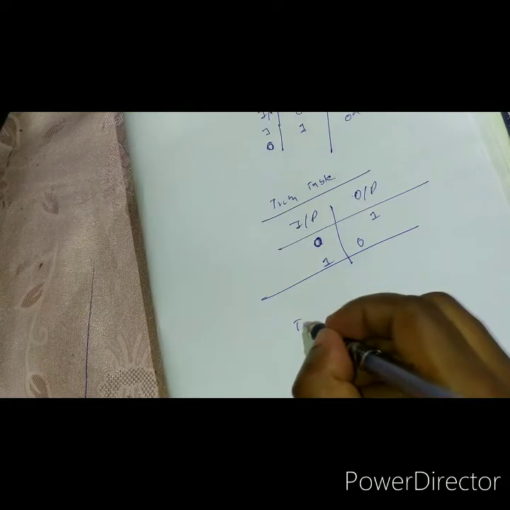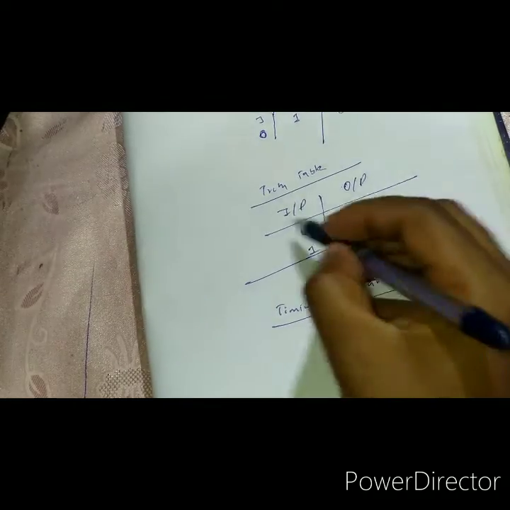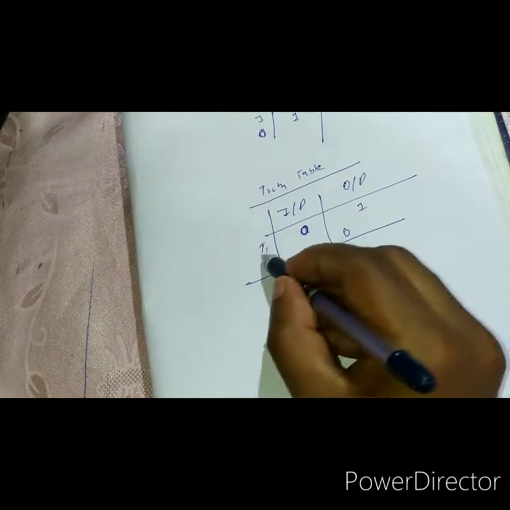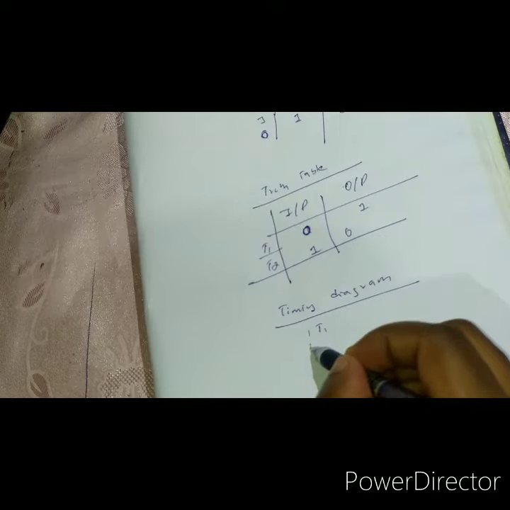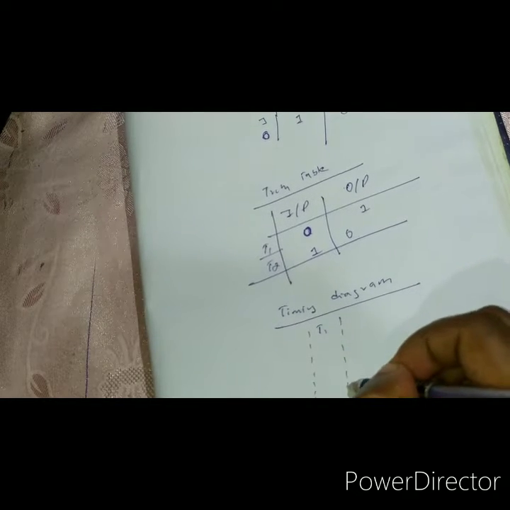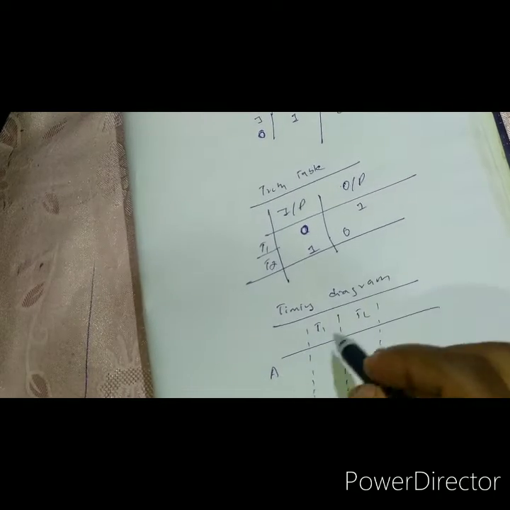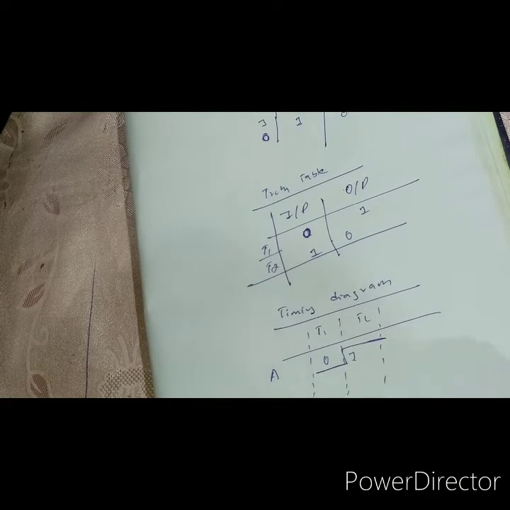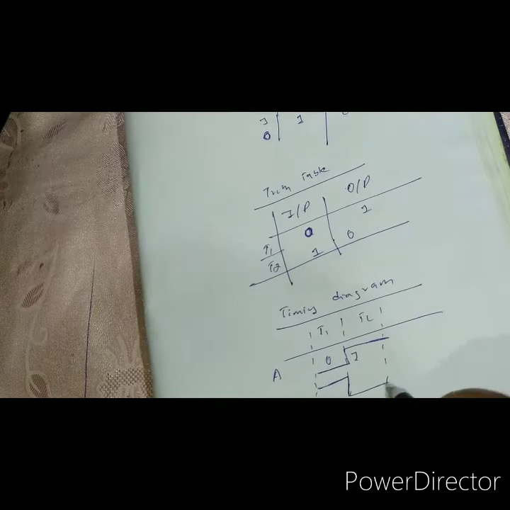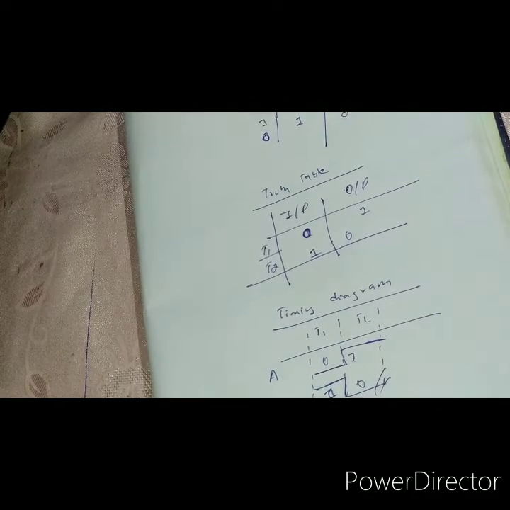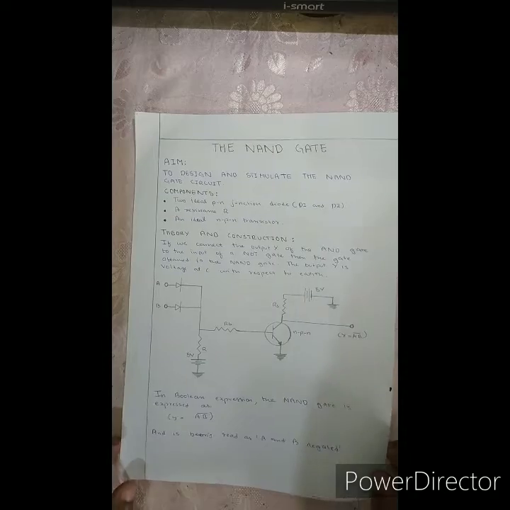The timing diagram for the NOT gate. Suppose this is T1, the time interval T1, and this is the time interval T2. This is for A. So it is 0 1 0 1. For Y it is 1 0. So this is the timing diagram for the NOT gate. So now let us see the NAND gate.